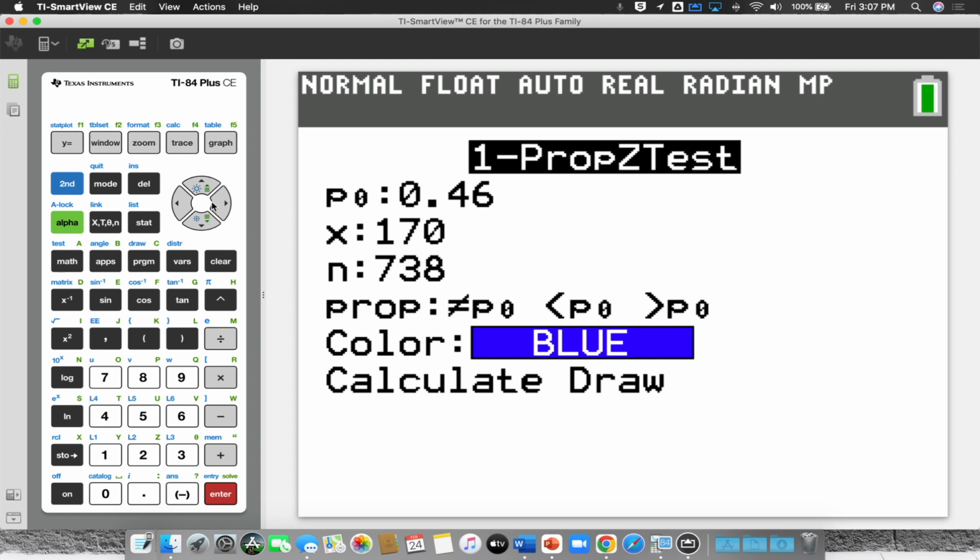p sub 0 is another word for the claim. Sometimes they put sub 0, sometimes they don't put sub 0. It's the claim. The claim was 0.46. n is the total in our sample, which was 80. 80 people, right? x is the top number. What was the top number above 80? 43, right?